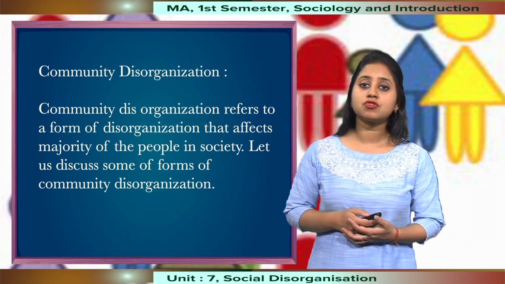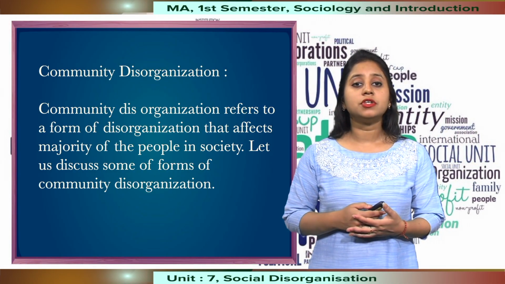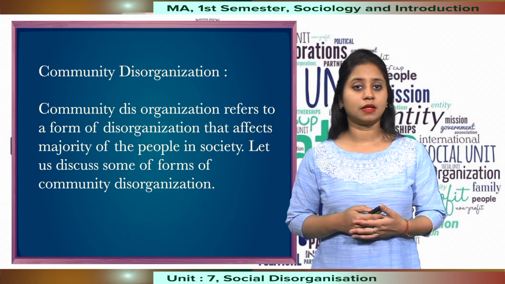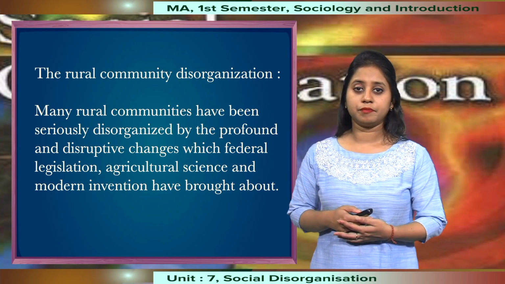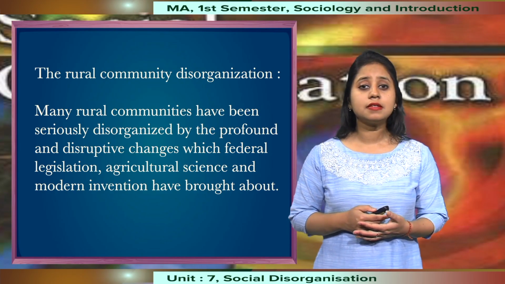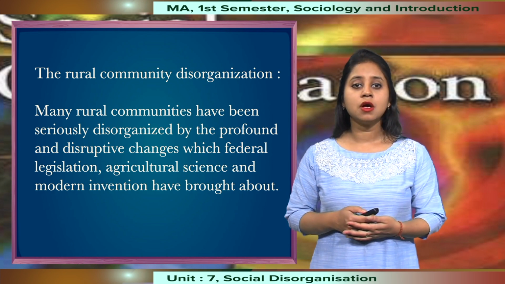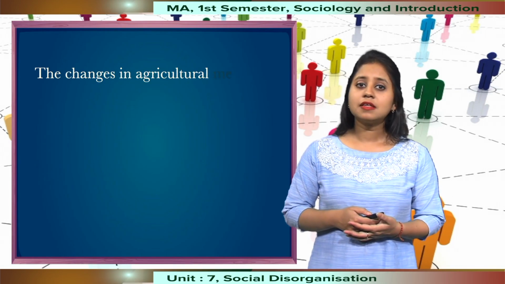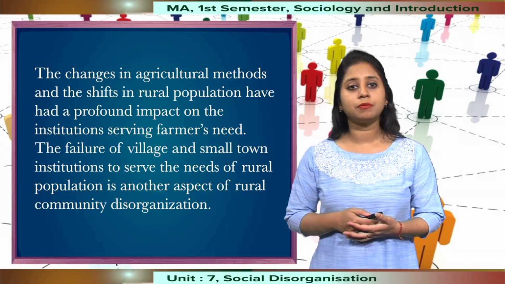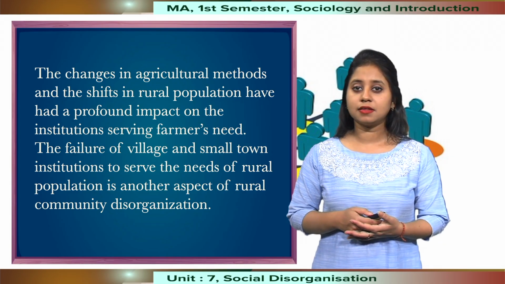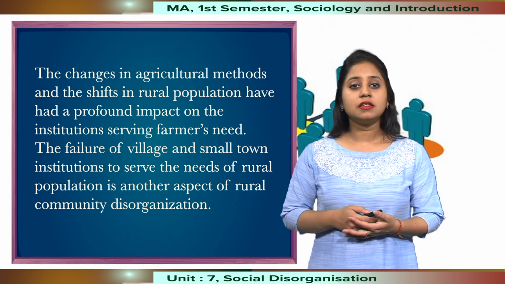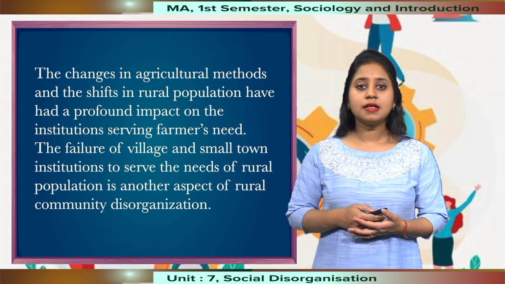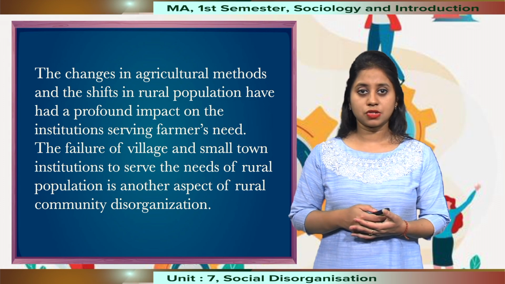Community disorganization refers to a form of disorganization that affects the majority of the people in a particular society. Let us discuss some of the forms of community disorganization. The rural community disorganization. Many rural communities have been seriously disorganized by the profound and disruptive changes which federal legislation, agricultural science, and modern inventions have brought about. The changes in agricultural methods and the shift in the rural population have had a profound impact on the institutions serving the farmers' needs. The failure of the village and the town institutions to serve the needs of the rural population is another aspect of rural community disorganization.